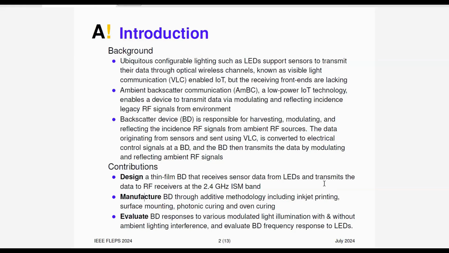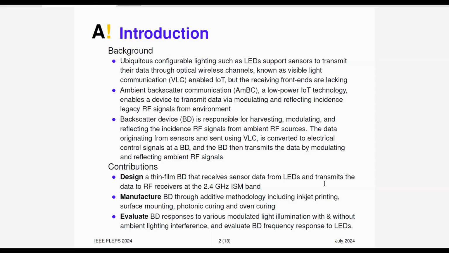So in this paper, we designed a thin film backscatter device that receives sensor data from the LEDs and transmits the data to the RF receivers at the 2.4 gigahertz ISM band. We manufactured the backscatter device through additive manufacturing, including inkjet printing, surface mounting, photonic curing, and oven curing.